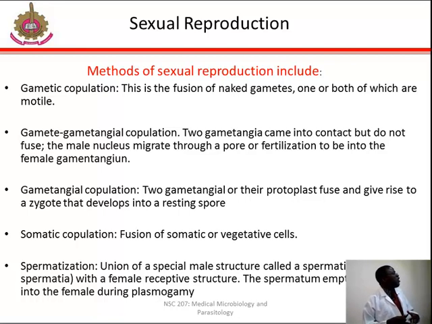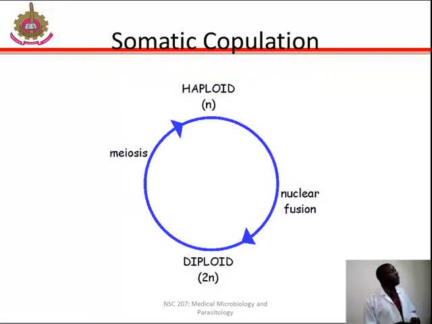And so also, there is what they call gametochondrial copulation, followed by somatic copulation, whereby the somatic competitive cells will come together. And then it will end up in fertilization, whereby the union of a special male structure called somaticum with the female receptive structure will come together. They now form a new daughter or a new sex of a fungus. This is what they call somatic copulation.